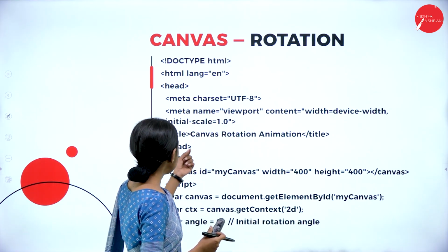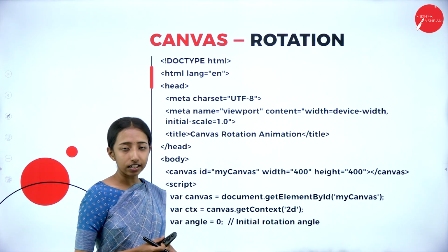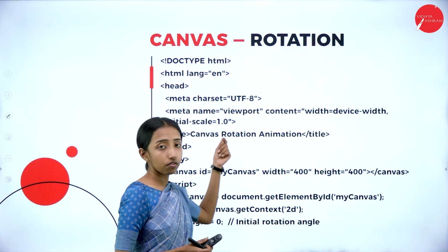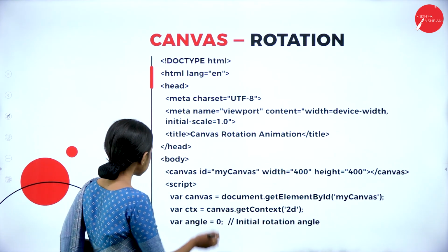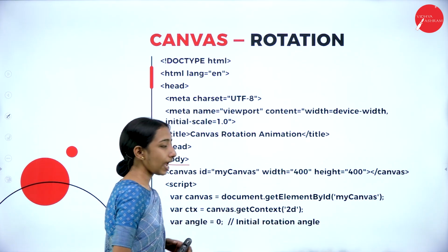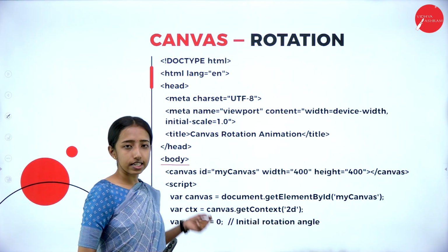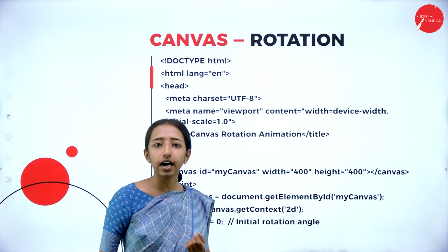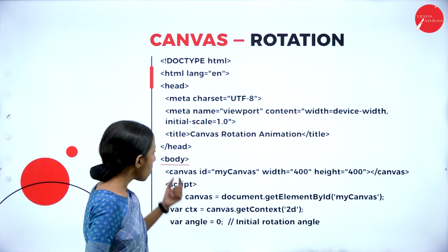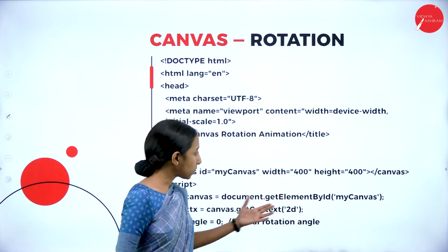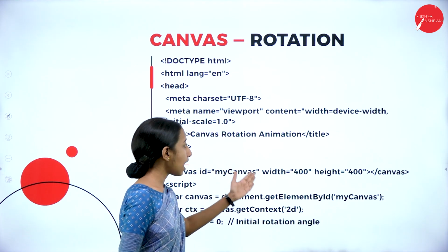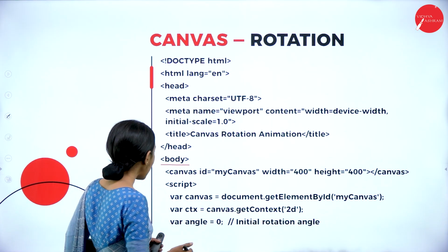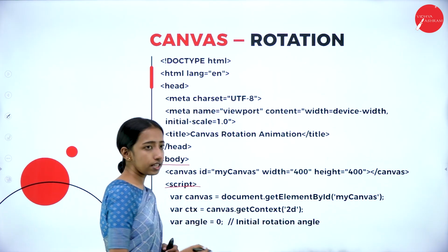In the example I have given the title. So what is the title? That is the canvas rotate animation. And inside the body I have taken the canvas tag. As I specified, when we are creating a canvas, we will be using a tag called the canvas tag with its attributes. The attributes are ID, height and width. And after that the script is opened.